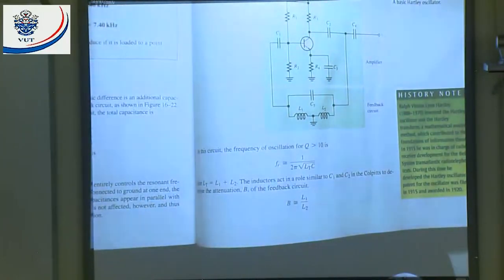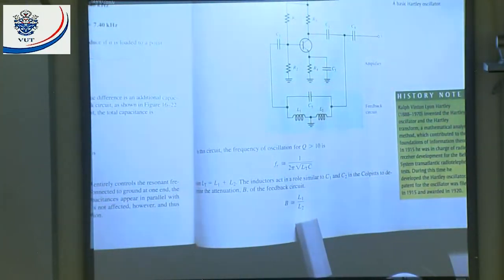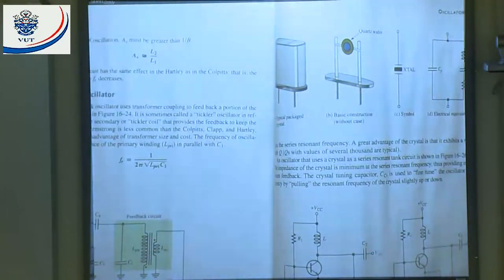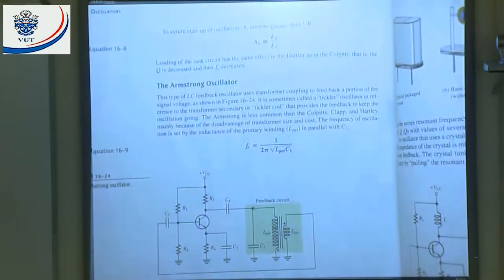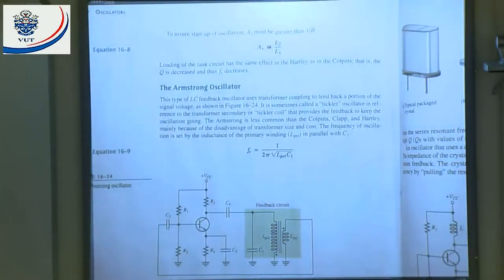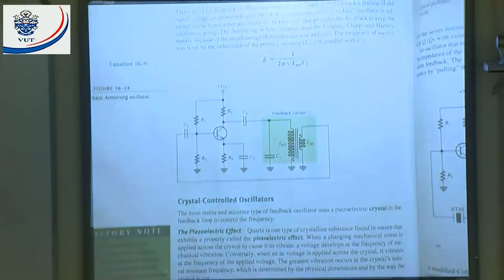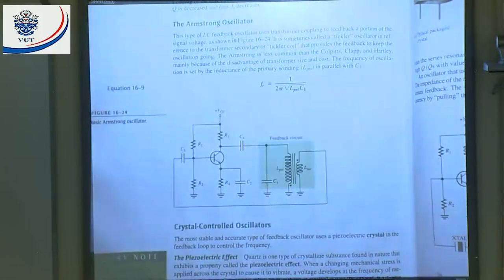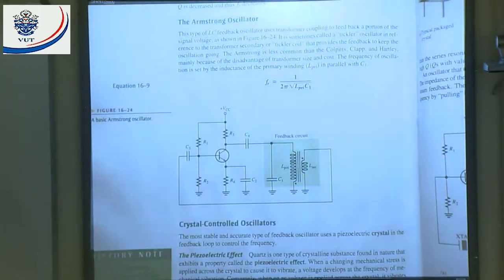My attenuation is going to be equal to L1 divided by L2. My voltage gain is going to be L2 divided by L1. And that brings us to the next oscillator, also an LC oscillator, and that is called my Armstrong oscillator.